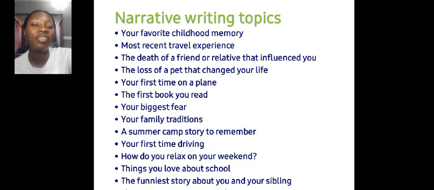We have the next one, narrative writing. Your favorite childhood memory, most recent travel experience, the death of a friend, the loss of a pet, the first book you read, your biggest fear, your family traditions, the funniest story about you and your siblings. So these are examples of topics in the narrative style of writing.